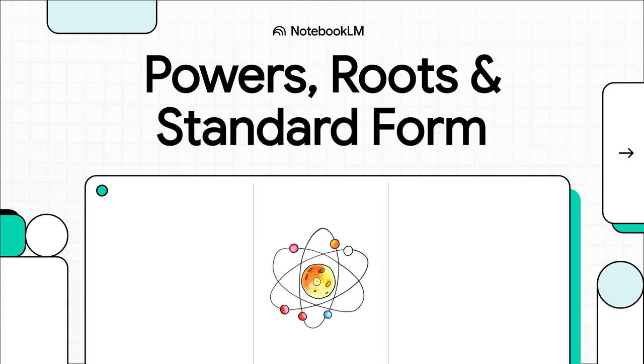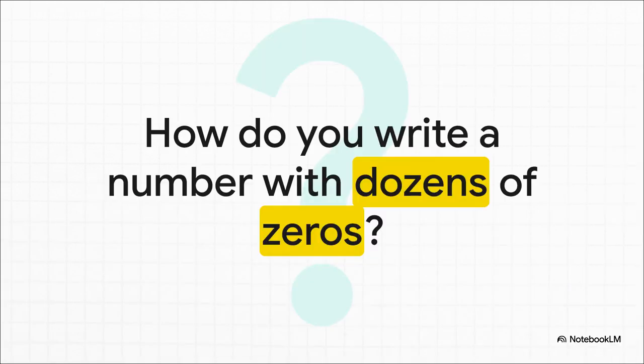Hello and welcome. Today we're going to decode the secret language that scientists and mathematicians use to talk about the universe. From the unbelievably huge to the impossibly small. So let's start with a question. How do you write a number with, say, 50 zeros without your hand cramping up? It seems like a kind of silly problem, right? But the answer, well, it unlocks an incredibly powerful mathematical toolkit.